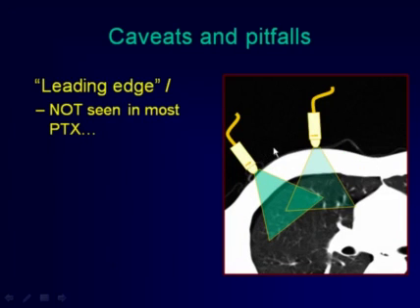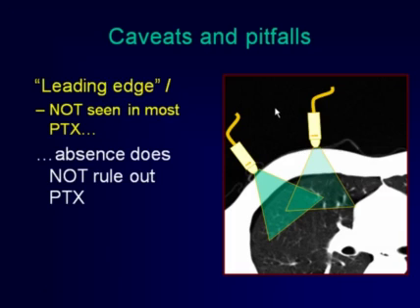Another caveat is, obvious thinking about this, that the leading edge is not seen in most pneumothoraces because it's a relatively small area of the entire pneumothorax that actually demonstrates this transition point between expanded and collapsed lung. So the absence of a leading edge does not rule out pneumothorax by any means. Its presence only rules it in.